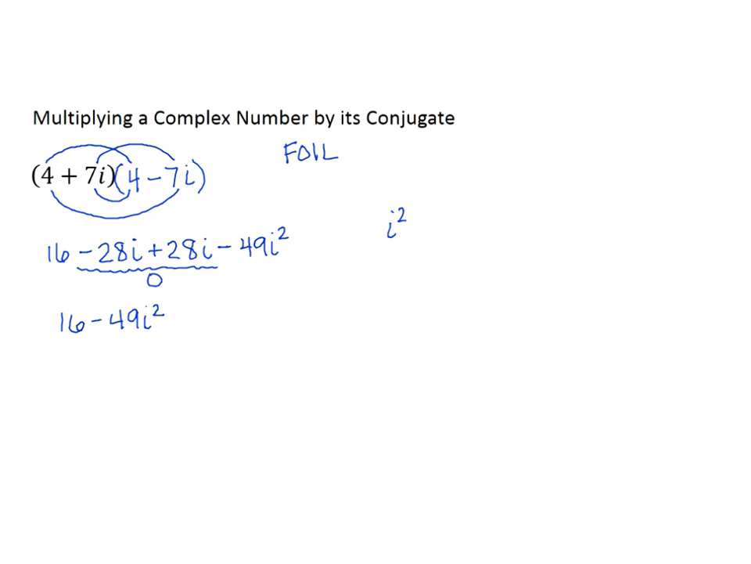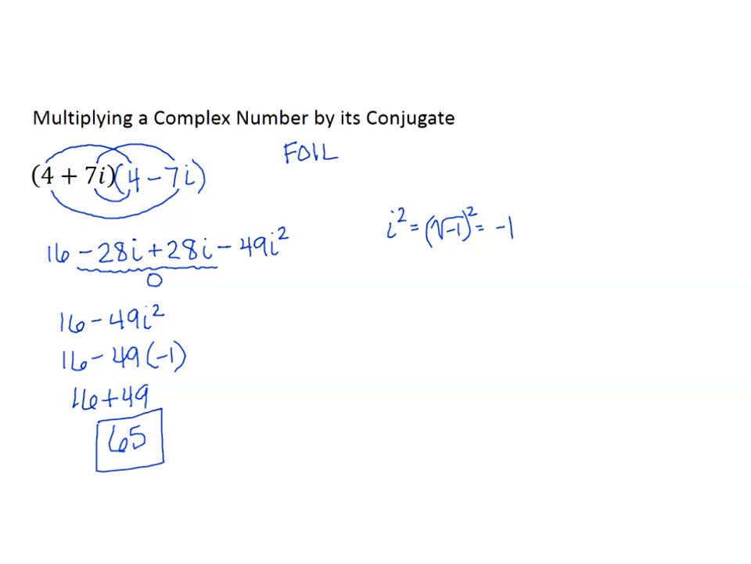And just like we saw previously, i squared is equal to the square root of negative 1 squared, which is negative 1. So we're going to replace our i squared with negative 1. 16 minus 49 times negative 1. And then we get 16 plus 49. And let's see, 16 plus 49. 16 plus 50 would be 66. And then I take one away, so I'd get 65.